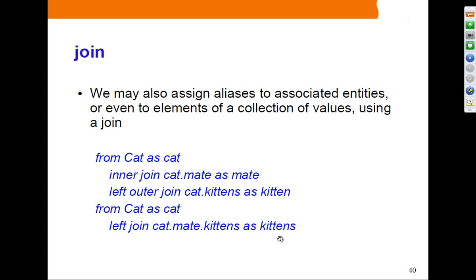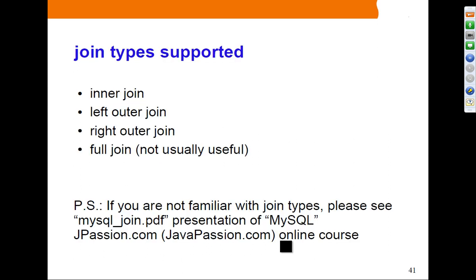For those of you who are not really familiar with the various types of joins, I recommend you take a look at the MySQL course. The MySQL course has a join topic, and I explain the differences between inner join, outer join, the left outer join, and all those different types of joins in that presentation using examples. So I recommend you take a look at that. So the join types are basically what I just said: inner join, left outer join, right outer join, and full join.